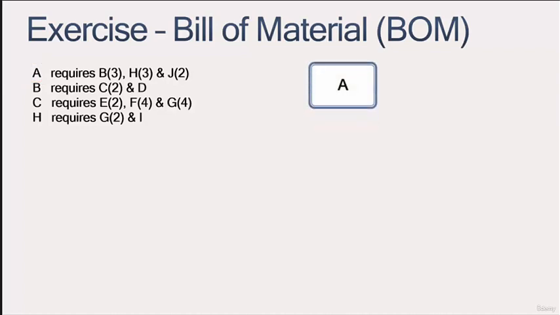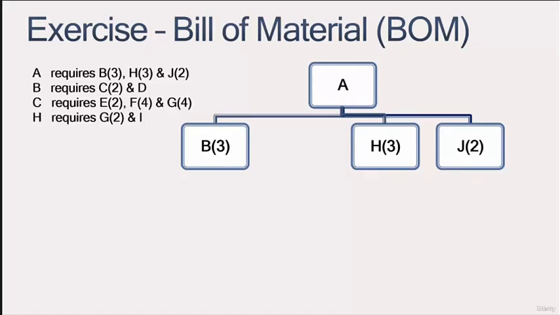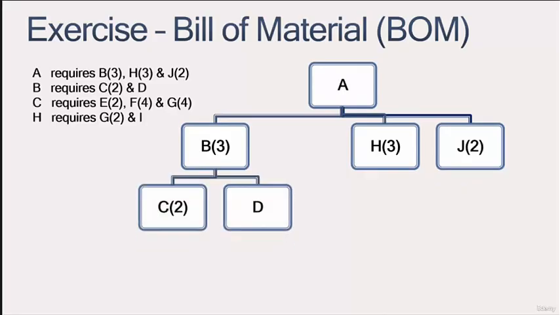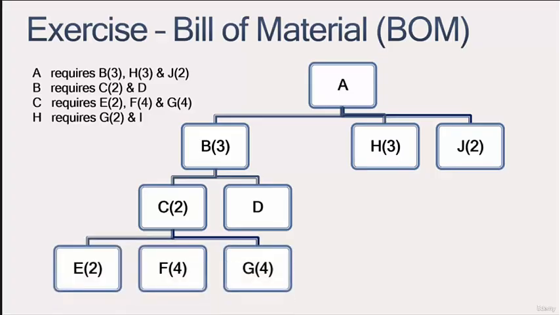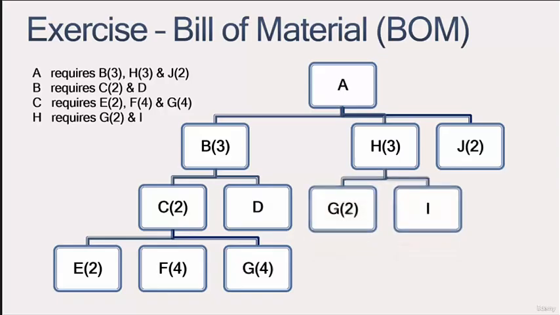Now that we know the parent item, we start with A. To build A, you need 3 Bs, 3 Hs, and 2 Js. To build B, you need 2 Cs and 1 D. To build C, you need 2 Es, 4 Fs, and 4 Gs. And to build H, you need 2 Gs and an I. And there you have the bill of material. I think that was pretty straightforward.